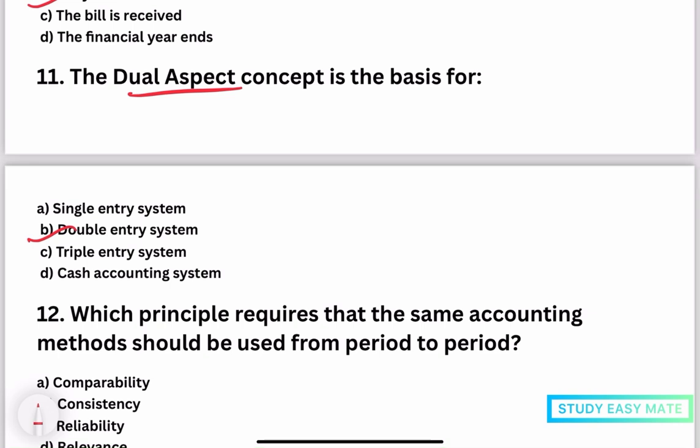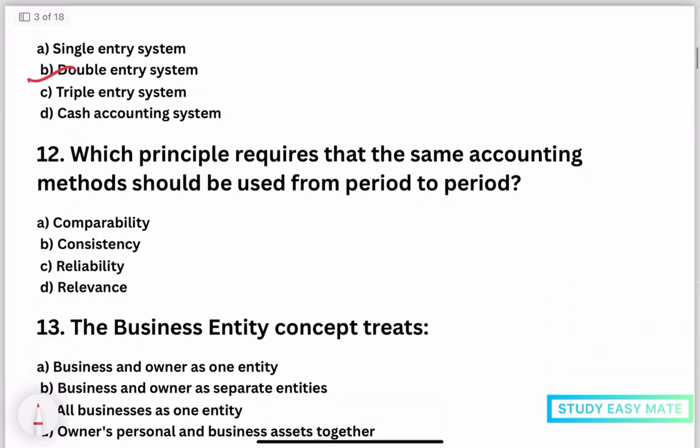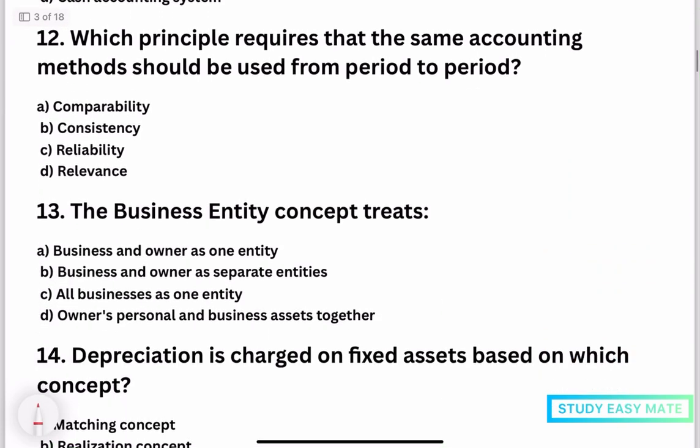So, the dual aspect concept is the foundation for the double entry bookkeeping system, because every transaction has two aspects, a debit and a credit, and it affects two accounts. So that is the main logic behind it. So what will be the answer for the 12th?